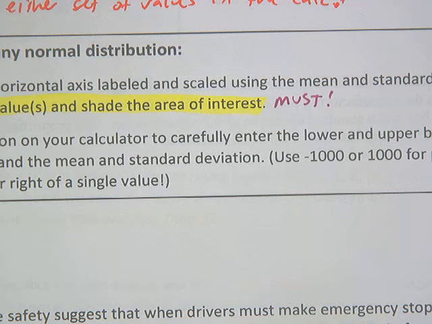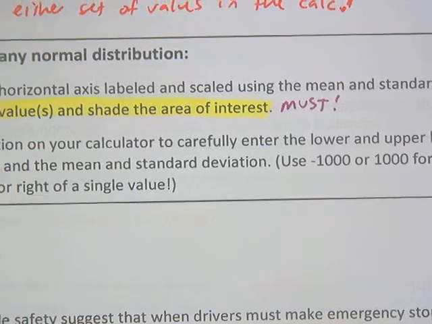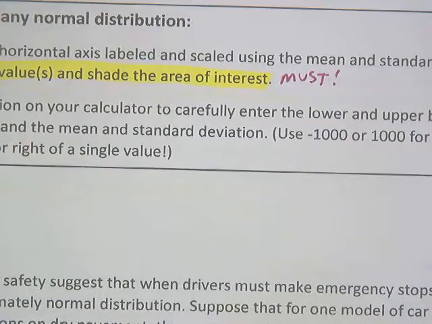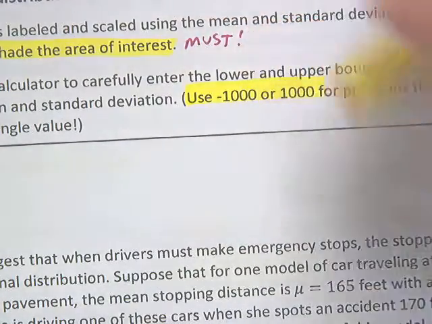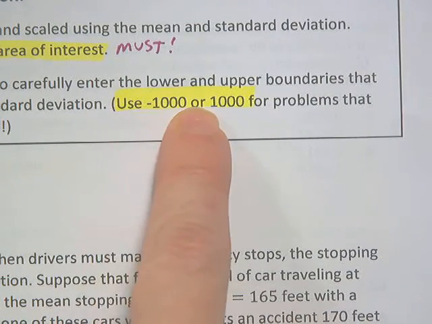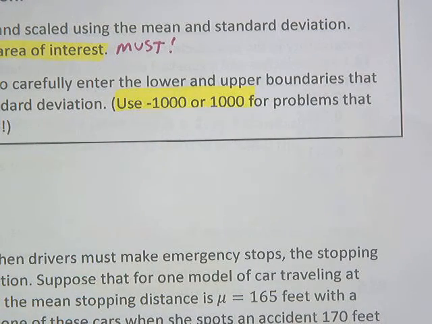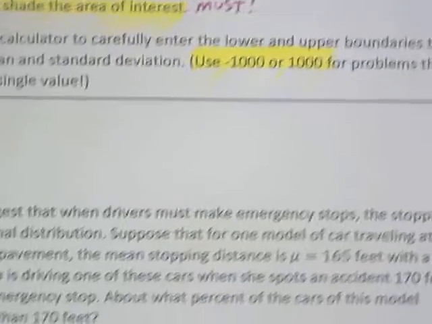As we move forward, if you get really comfortable with just grabbing a calculator and going to town, fine. But I want you to draw your pictures today so that you're understanding what you're doing in the calculator. And then do your calculator stuff. You're going to use negative 1,000 or 1,000 for problems that have you shade to the left or right of a single value. That's the big takeaway there. So all we're going to do is practice that 1, 2, 3, 4, 5 times, and then we're going to wrap up with a little review.